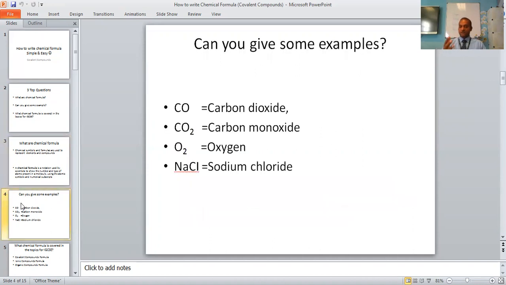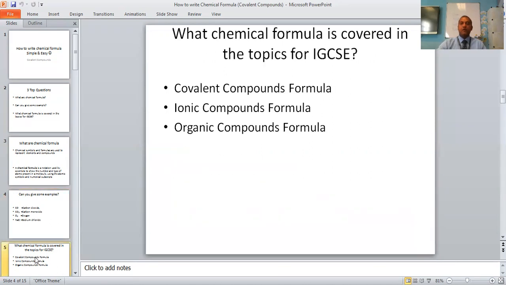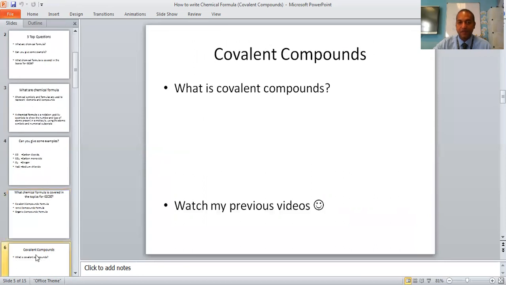So this is the answer for the second question just now, which some of you might know. Carbon dioxide, carbon monoxide, oxygen, sodium chloride. And the third one, my question today. For our exam, we are covering covalent compound, ionic compound and organic compound. So these are the three things that we'll cover in the exam. So what is covalent compound?